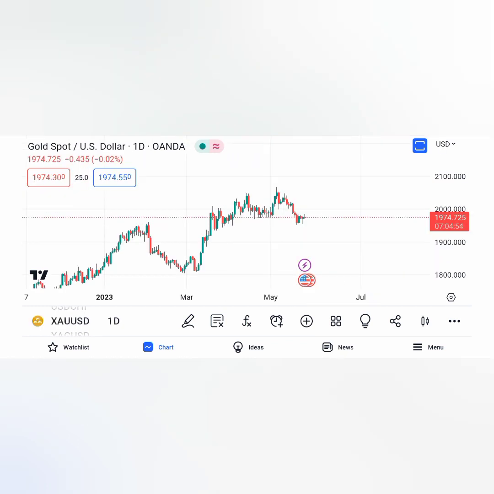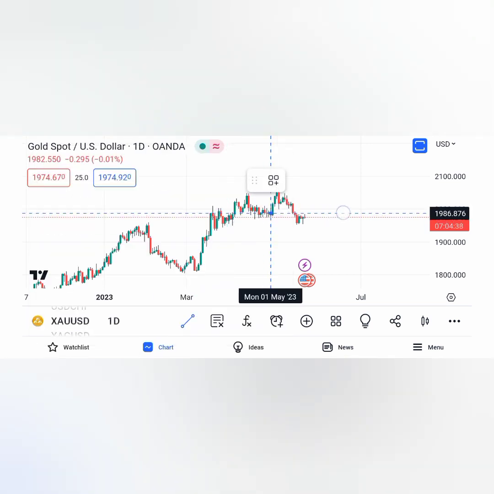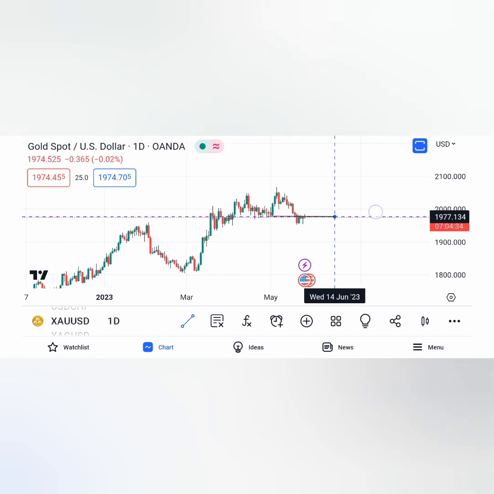Now, looking at gold also. So now we first ask ourselves, what is the trend of the market? Looking at the recent trend of gold, we can see that gold is in a downtrend now, because we can see that gold broke this particular low.